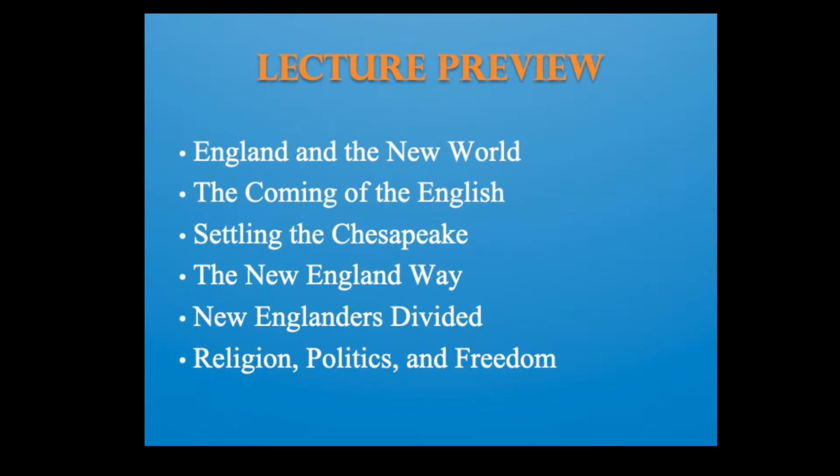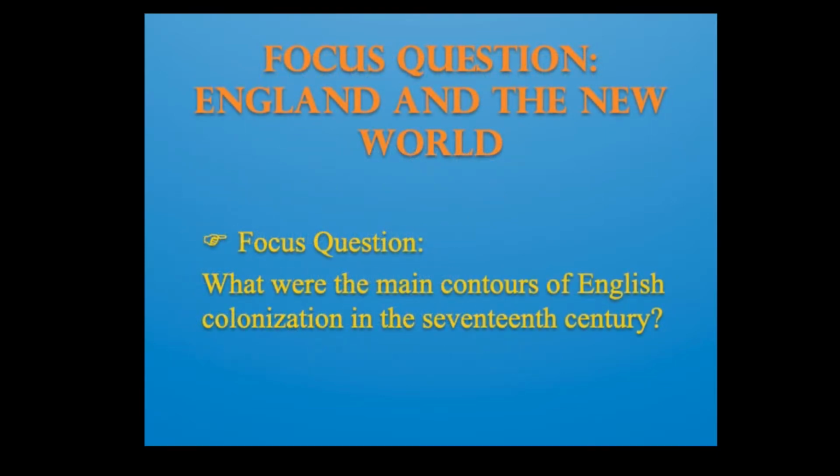And just as in the last lecture, we'll begin each subtopic with a focus question to help us organize our notes and point them back to a larger theme. In this case, the question is, what were the main contours of English colonization in the 17th century? So what form did it take? What features do we find in English colonization? And what differences do we see between the Chesapeake and New England colonies? And do we find any similarities? These are the things that we want to look for as we go through this first subtopic.